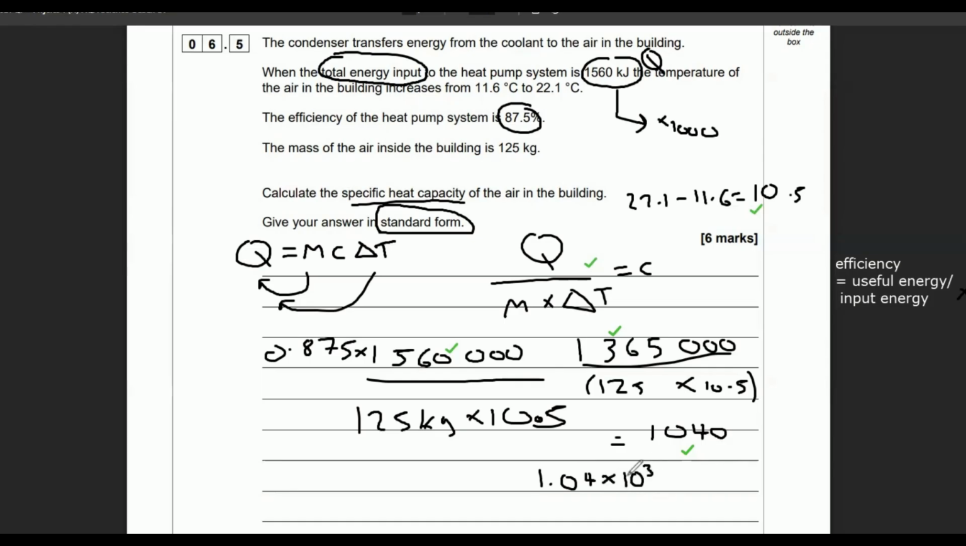So if you put in your calculator now 1.04 and times it by 1,000, the 10 to the 3 is the shorthand for writing 1,000 in standard form. So you're saying it's 1.04 times 1,000. And if you put in 1.04 times 1,000, you'll get 1,040. So you can see how they interchange. This is just a way of writing 1,040 in standard form. And there we go. That is the 6th mark. Bosh. Right, let's go down.